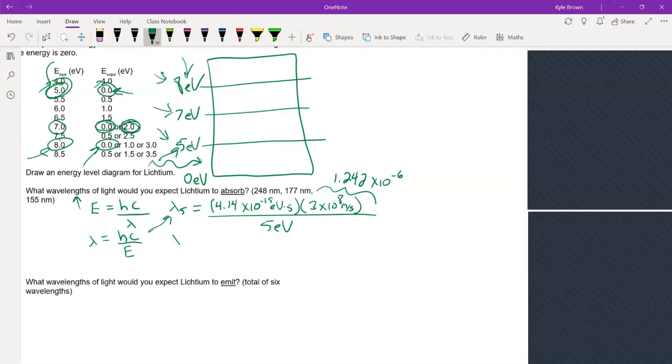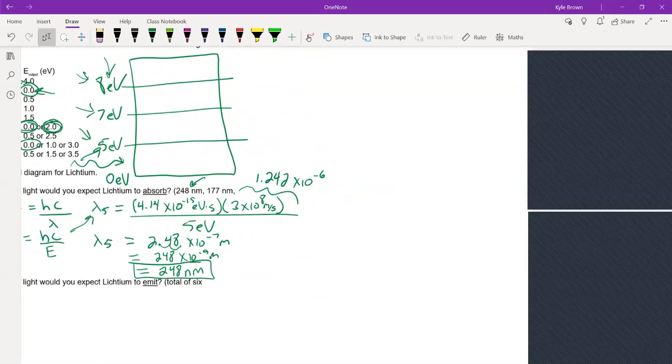Okay, so the wavelength for 5, if you put that all in, ends up being 2.48 times 10 to the negative 7 meters. So that probably relates to this one, but they've got it written in nanometers. A nanometer, on your formula sheet, is times 10 to the negative 9. So if I move this decimal two places to the right, that's 248 times 10 to the negative 9 meters. I can rewrite that as 248 nanometers, since nano is times 10 to the negative 9. Okay, so there's our first one.